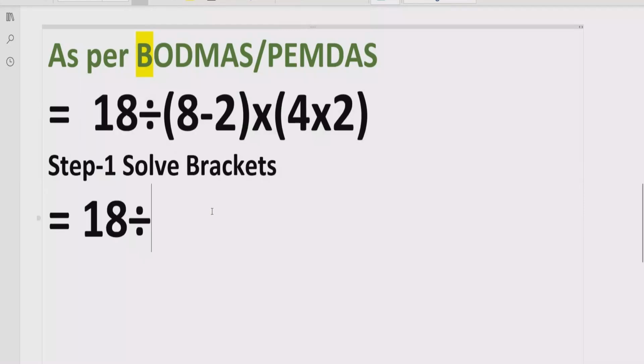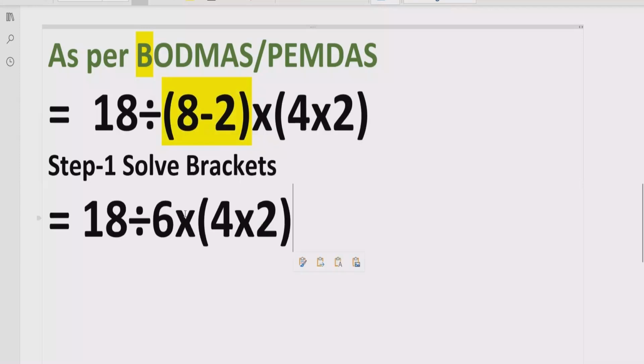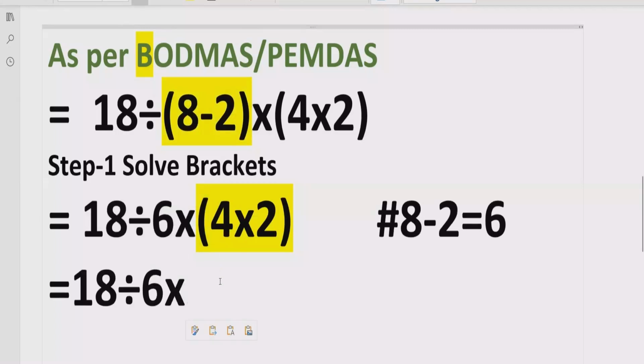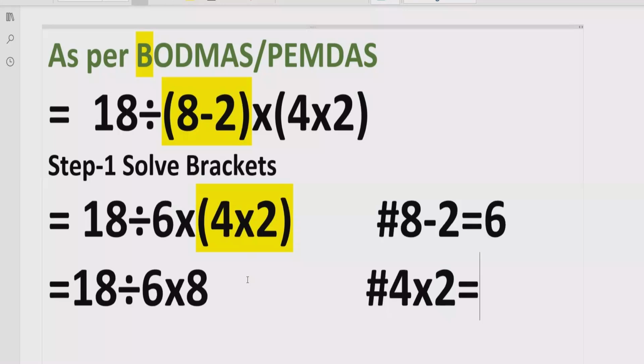Now the first bracket, we will solve this part. This part is 8 minus 2, which equals 6. And multiplied by 4, multiplied by 2, we will write as it is. Here we give the reference: 8 minus 2 equals 6. Now, moving forward to solve the other bracket, which is this one. We will write this part as it is, and here we have 4 multiplied by 2, which equals 8. And we write 4 multiplied by 2 equals 8.